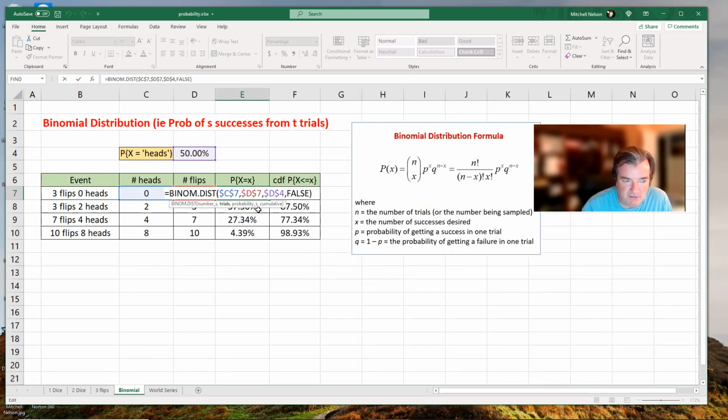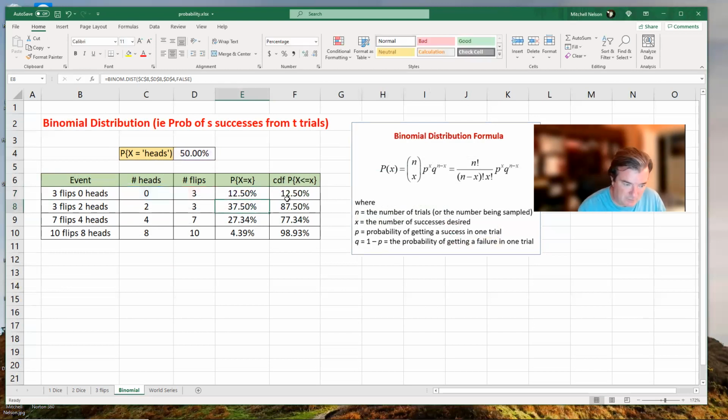So we're going to put in 0 successes, 0 heads out of 3 tries, and the probability is 50%. Now, if you are interested in the cumulative distribution, which is the probability that we get 0 or less versus the probability of getting exactly 0, you would put true for this last parameter. Otherwise, if you don't want the cumulative distribution, you would put false.